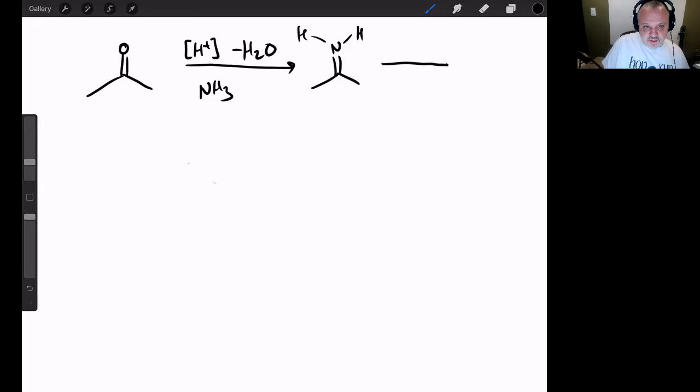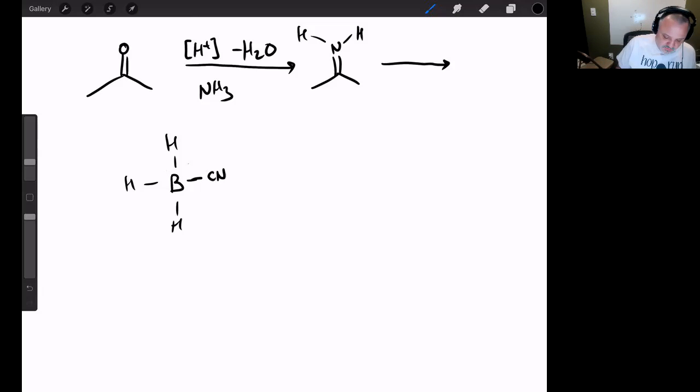And I'm sure you're not surprised to know that if you take this imine and you react it with a reducing agent, and let's use a different reducing agent. So we could reduce the ketone with sodium borohydride. The problem with sodium borohydride is that it would just reduce the ketone before it had an opportunity to make the imine. So we want it to slow down just a little bit. So if we add a CN group, we get cyanoborohydride.